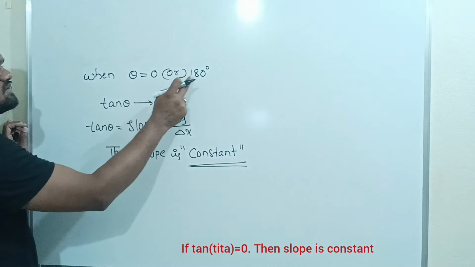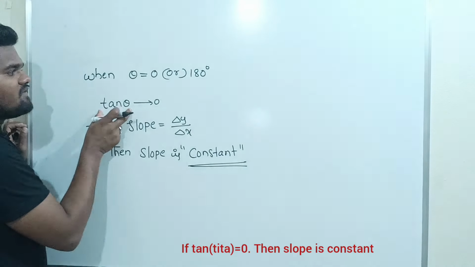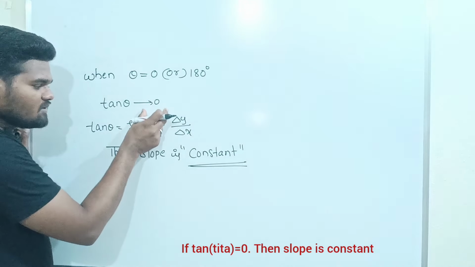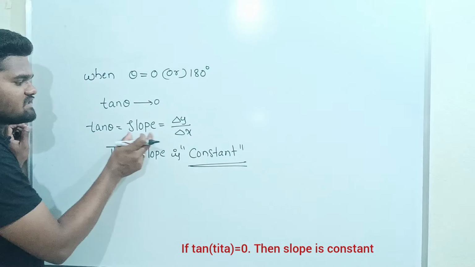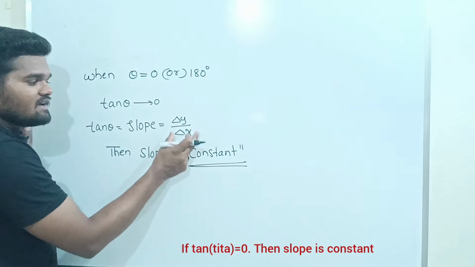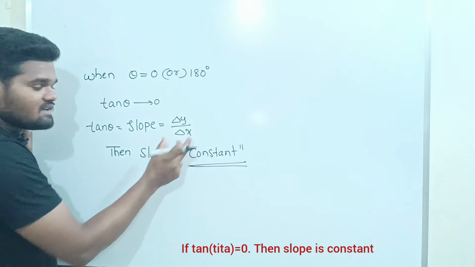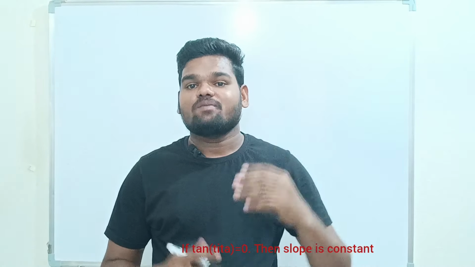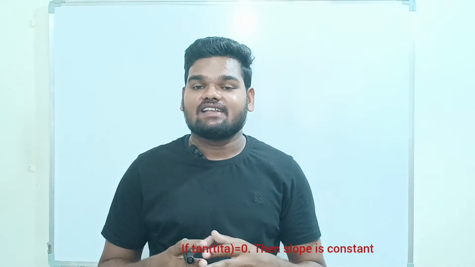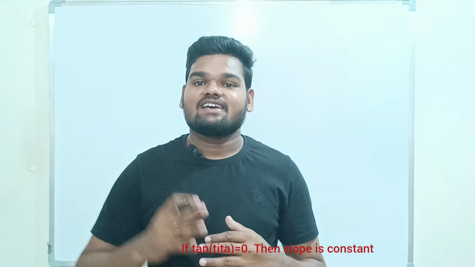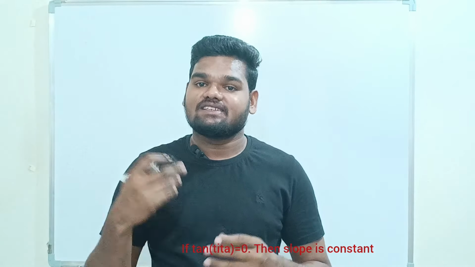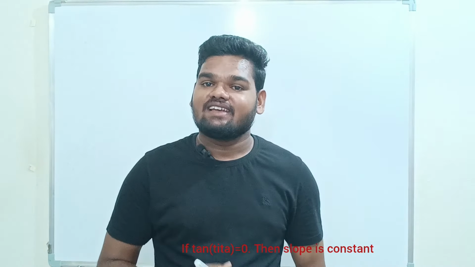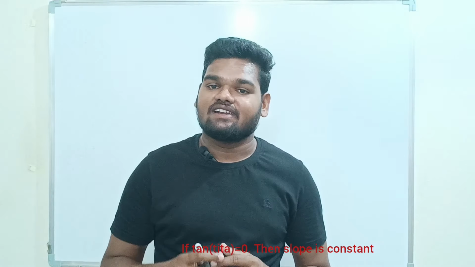When theta tends to 0, then the value of tan theta becomes 0. Then slope is equal to delta y by delta x, and the slope is constant. After seeing the graph only, we can say that this is a positive slope, this is a negative slope, or there is no slope. Just like this, you will say whether it is a positive or negative slope.